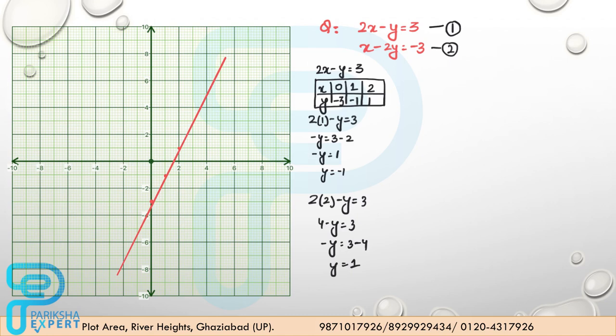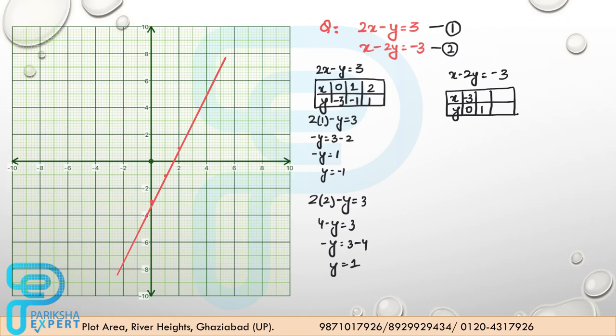Now in the same way we have done for the equation 1, we will do it for equation 2. The equation 2 is x minus 2y is equal to minus 3. Now as I have informed earlier, we will assume the arbitrary values of x and y. It will be beneficial if we take the values of y in this case, because the coefficient of x is 1 here. So if y is 0, we'll get x as minus 3.